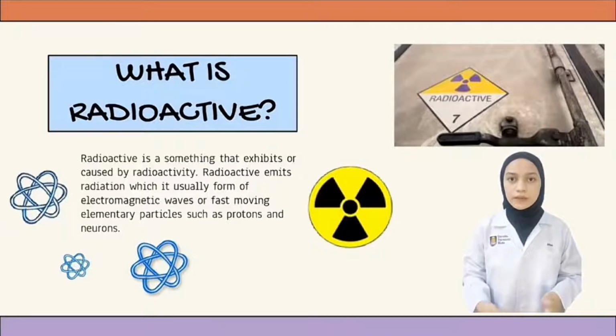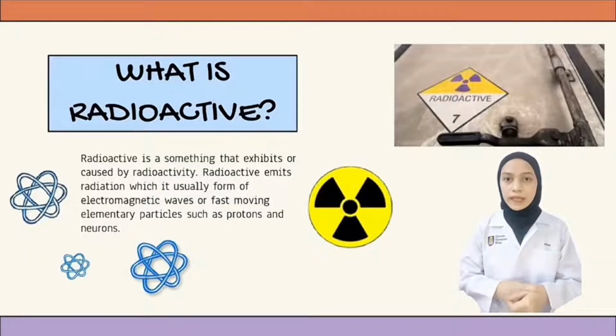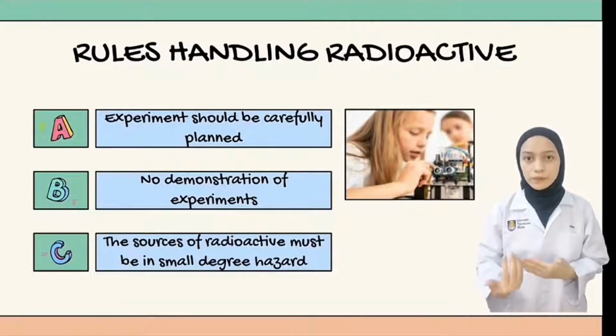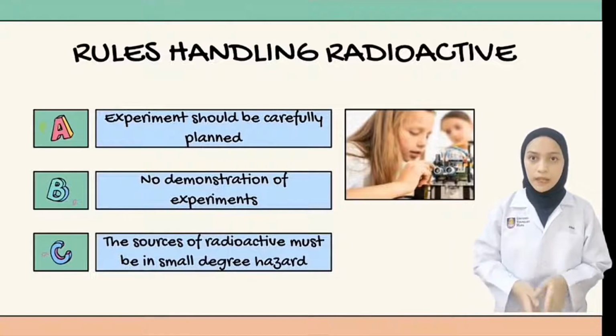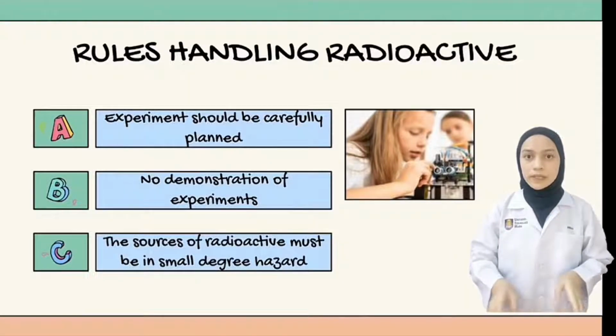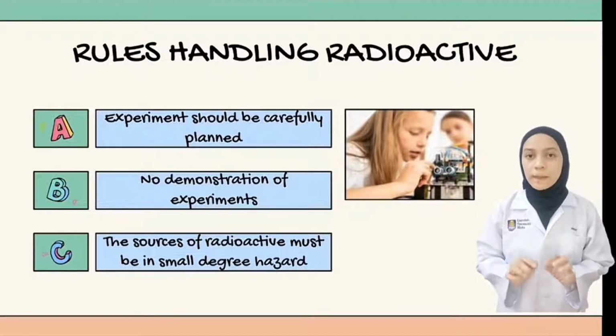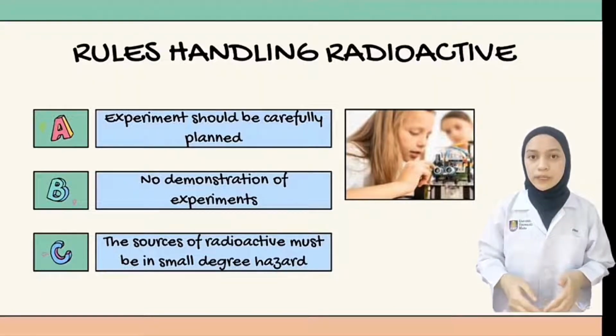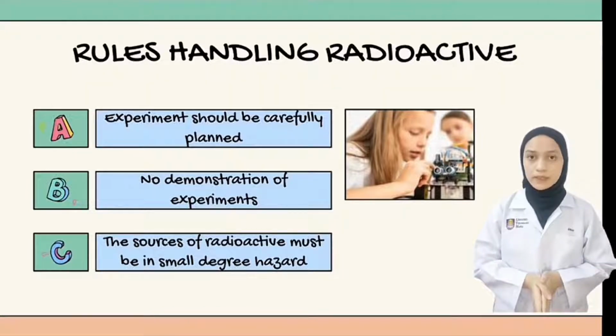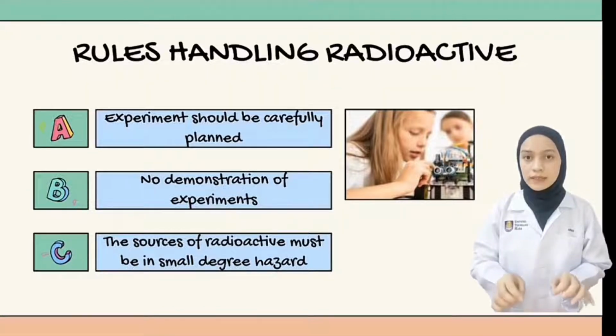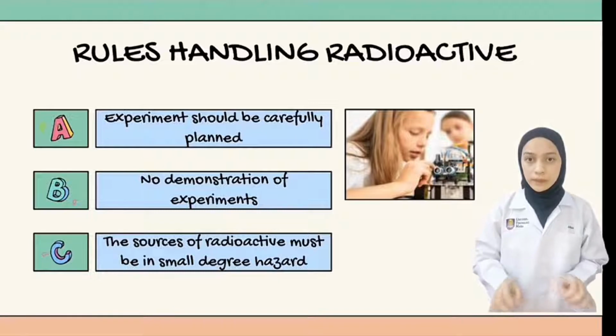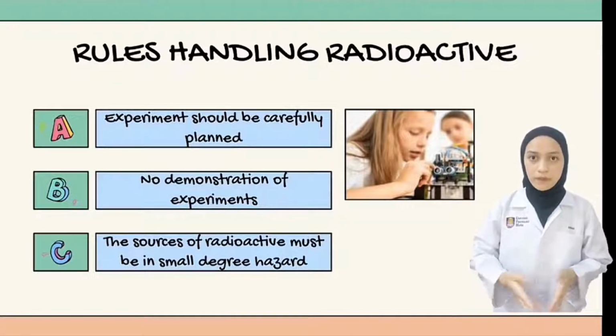Radiation can cause severe effects on the human body, such as cataract, cancer or burnt skin, and sterility. Then we move to rules in handling radioactive materials. First of all, experiments involving radioactive material should be carefully planned. Planning an experiment will make us more familiar with the procedures, so there is only a slight chance for mistakes during the experiment because we have prepared beforehand.